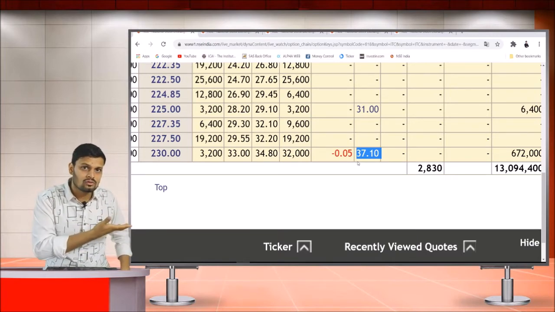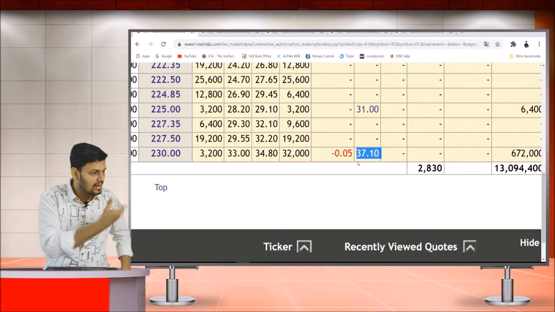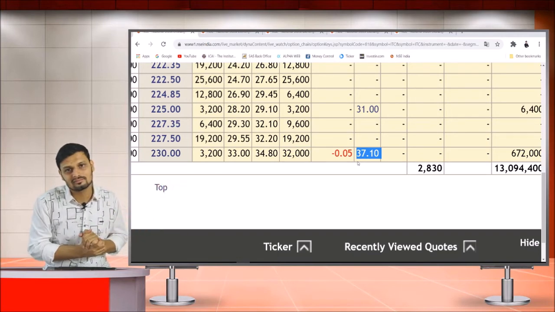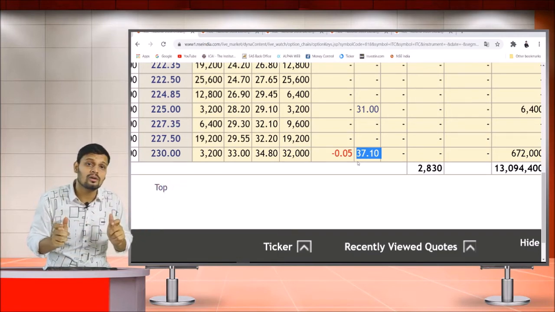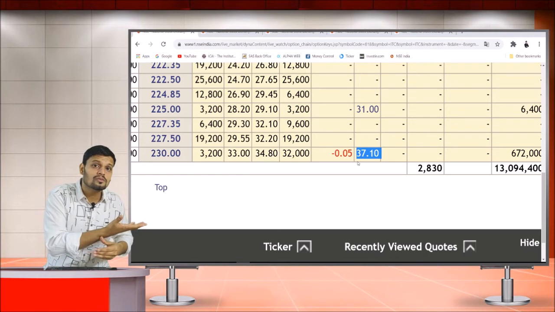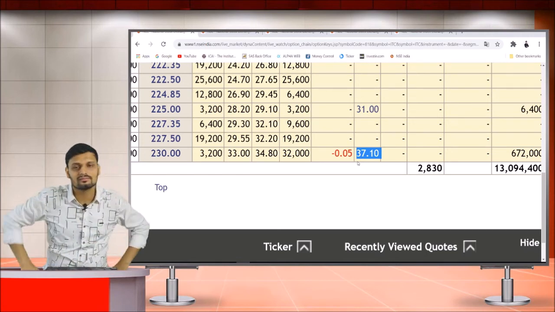Who can sell? The put option buyer can sell the share. He has the right to sell the share at 230 to whom? The put option seller. That is why I told you, instead of buyer and seller, use the terms: the put option holder has the right to sell to the put option writer at 230.